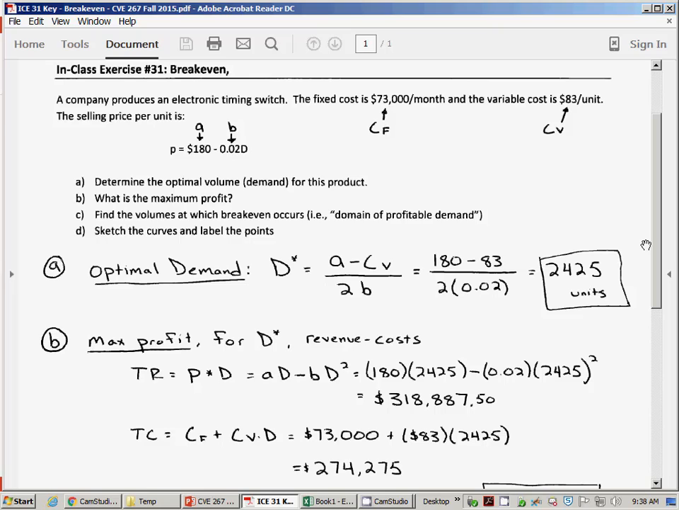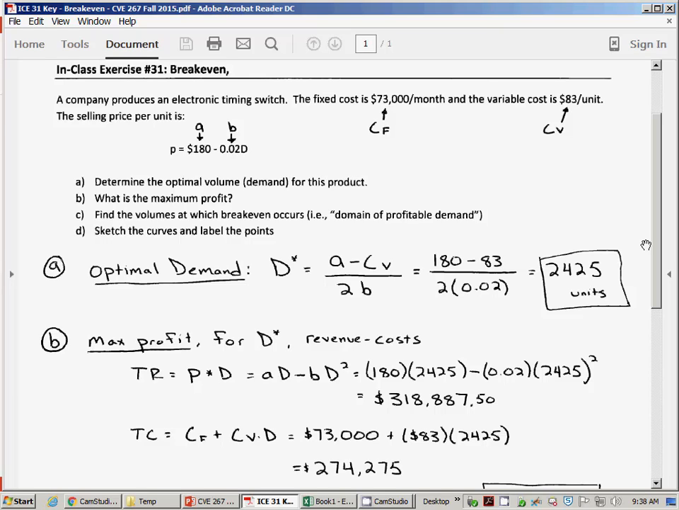And the cost of it is the fixed cost which is 73,000, plus the variable cost per unit, which is $83 for every unit that we sell, and then our optimal demand that we're selling the number of is 2425. So simply, the profit is going to be total revenue minus total costs.